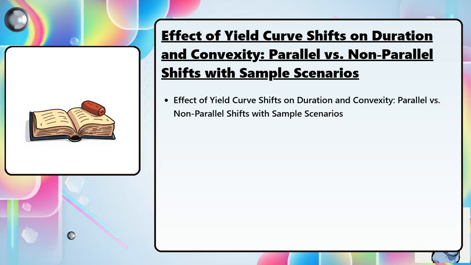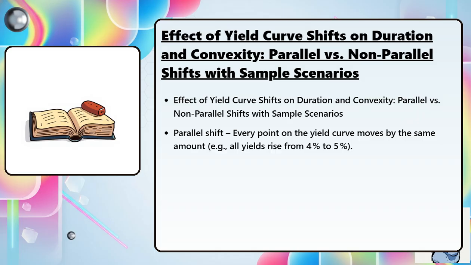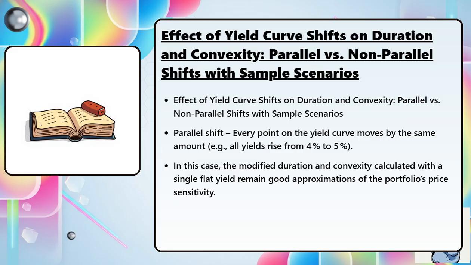Effective yield curve shifts on duration and convexity. Parallel versus non-parallel shifts with sample scenarios. Parallel shift: every point on the yield curve moves by the same amount. For example, all yields rise from 4% to 5%. In this case, the modified duration and convexity, calculated with a single flat yield, remain good approximations of the portfolio's price sensitivity.